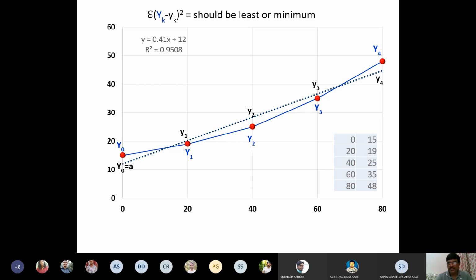Suppose you have conducted a field experiment. On the right side, you can see the data 0, 20, 40, 60, 80. These were the levels of fertilizer, and you have recorded the yield. Suppose this is the yield in column 2. So in column 1, you have the independent variable. In column 2, you have the dependent variable. You have plotted the graph, and against 0 you have put the red point, this value 15. Against 20, you have put this point 19, and similarly for 40, 60, and 80. So these red points are the original data.